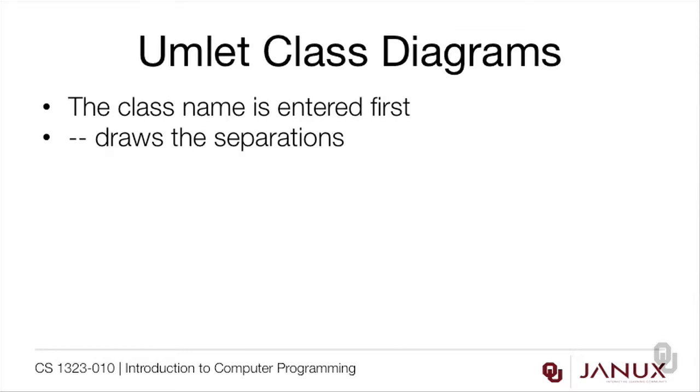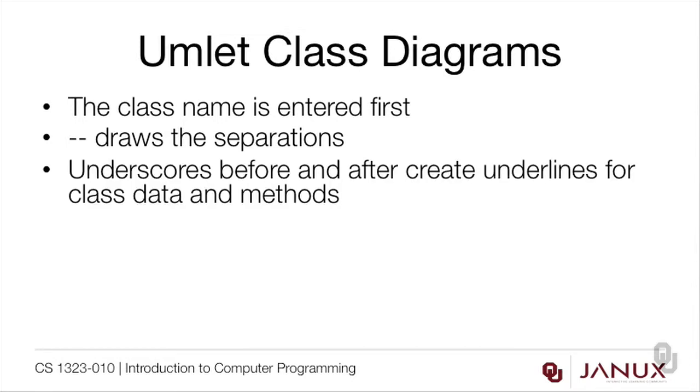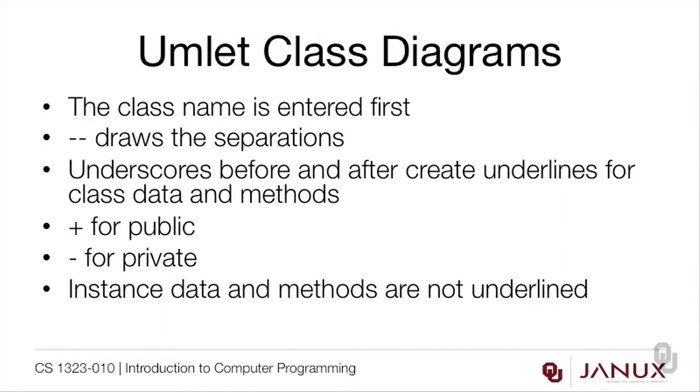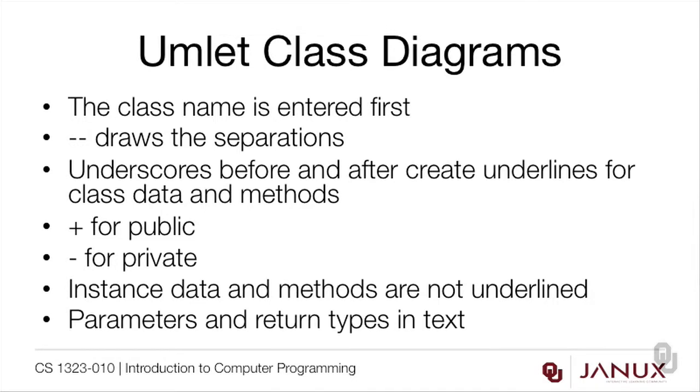The class name is entered first. Minus minus draws the separations. Underscores before and after create underlines for class data and methods. Plus means public, just like it does in UML. Minus means private, just like it does in UML. And instance data and methods are not underlined, so you don't put the underscores before and after those. And of course, parameters and return types are entered in text. So we'll do an example in a minute once we have a class to design.